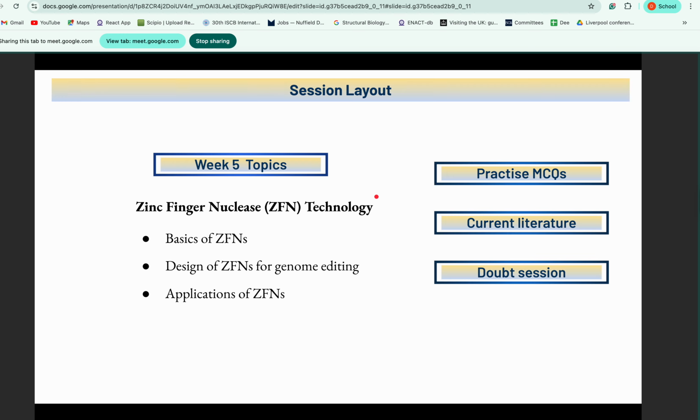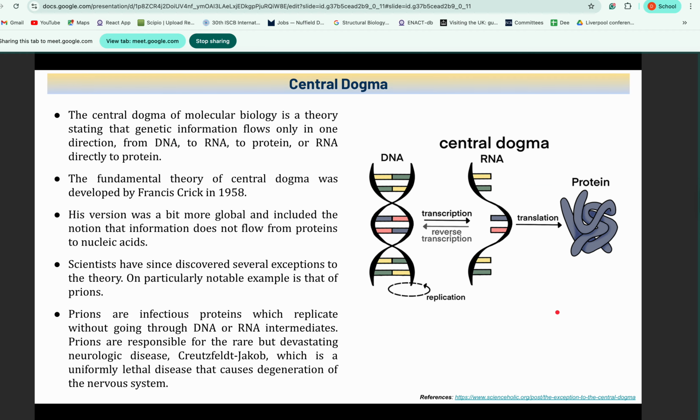In this session, we'll be looking into zinc finger nuclease technology, its basics, and how to design zinc finger nucleases for genome editing. We'll also look into the applications of zinc finger nucleases in different fields. Then we'll practice MCQs, look into the current literature, and I'll take your doubts.